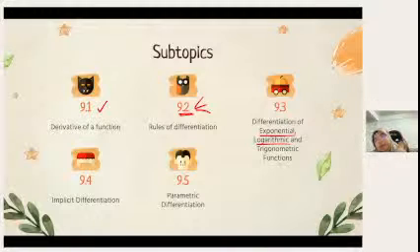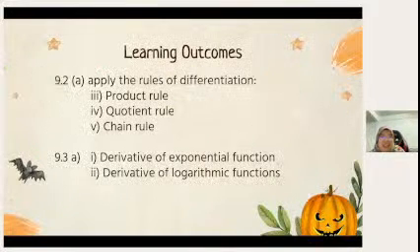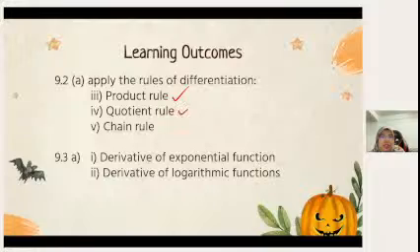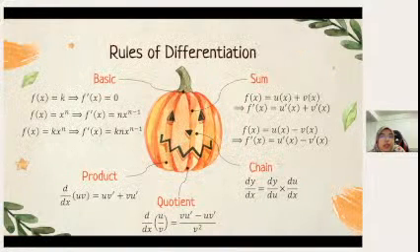And then this coming Wednesday, I think we are going to finish with 9.3. And then the next week, on Wednesday, we are going to do 9.4. And then that week, we are going to do 9.5. Okay, so we have to learn product rule, quotient rule, chain rule, and then derivative of exponential function as well as logarithmic function. Okay, so now these are the rules of differentiation.